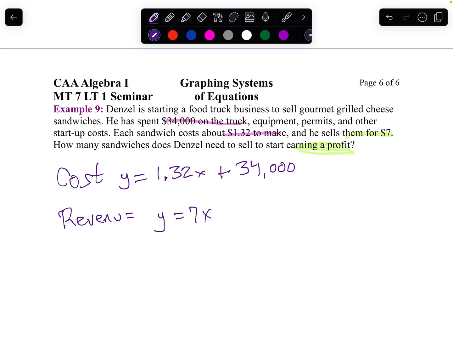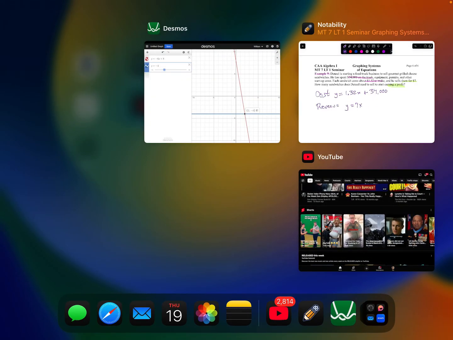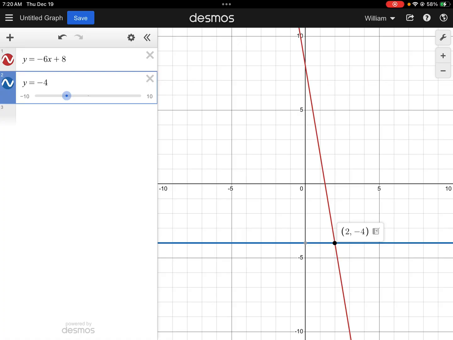Now, I want to know, when does he start making a profit? In other words, when does the profit equal the cost? I want to solve this system. So let's solve this system. And notice that 34,000 is really going to change how we do our graph.